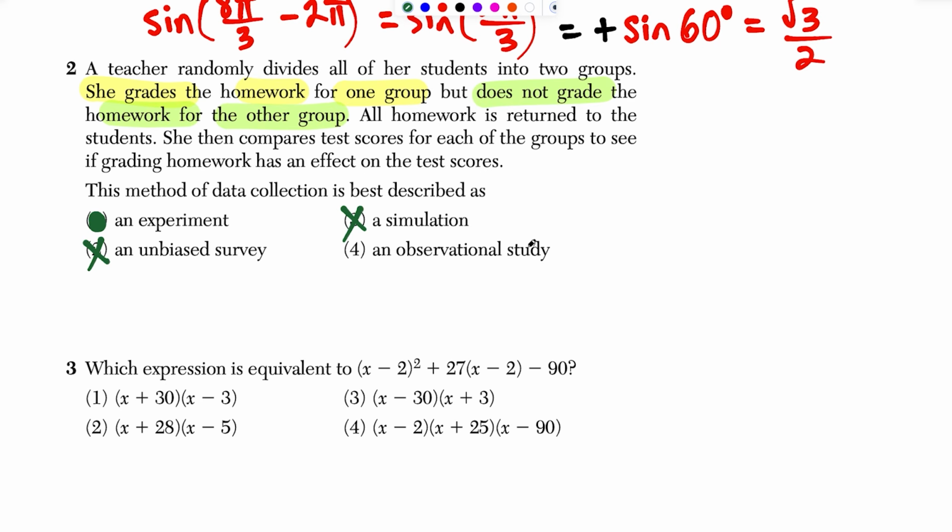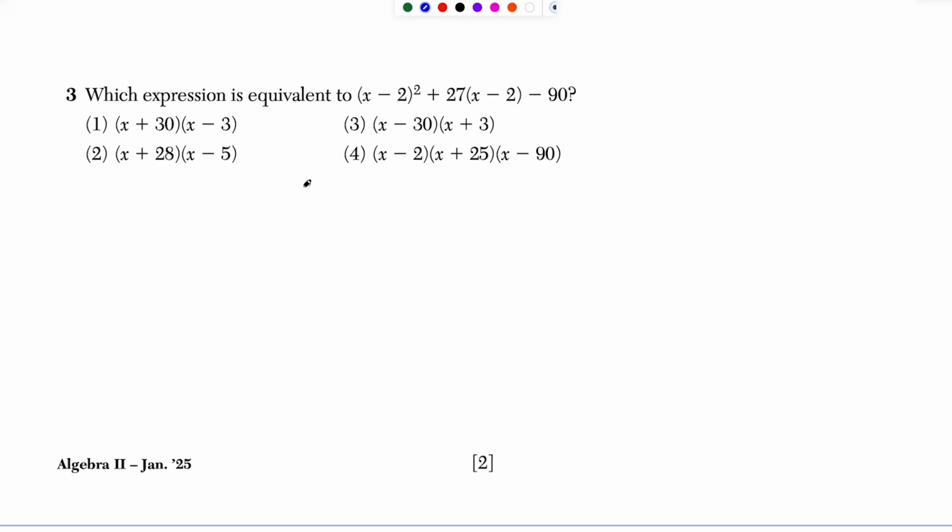And it's not an observational study because, once again, the teacher is influencing the environment. She is purposefully making two groups here, one where she's grading homework and one where she's not grading homework. So an observation would be she's sort of hands off in that process, but she's absolutely affecting the environment here. So that's how we know it's not 4. Definitely choice 1.